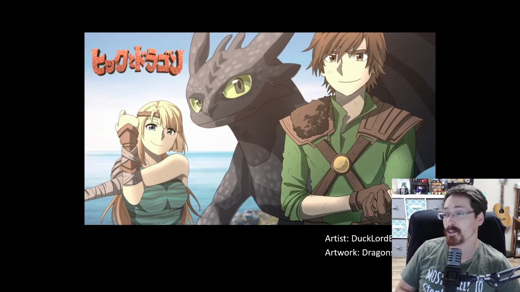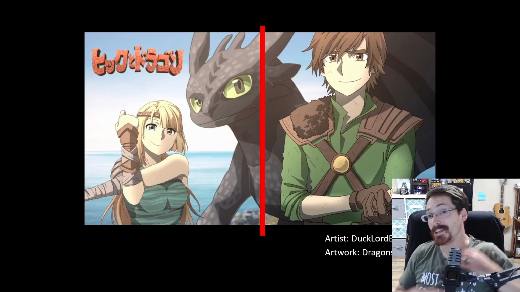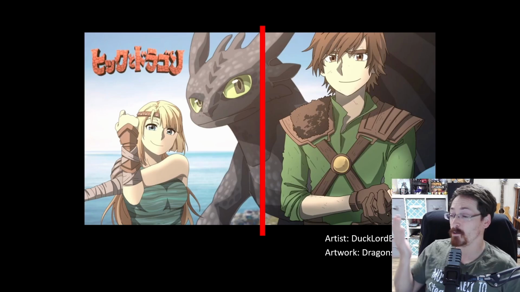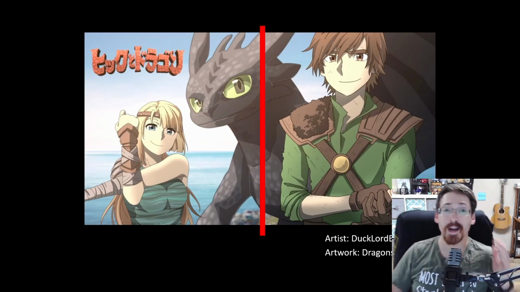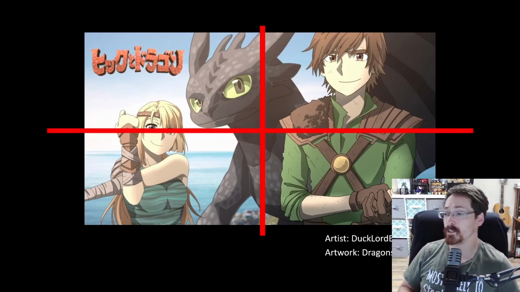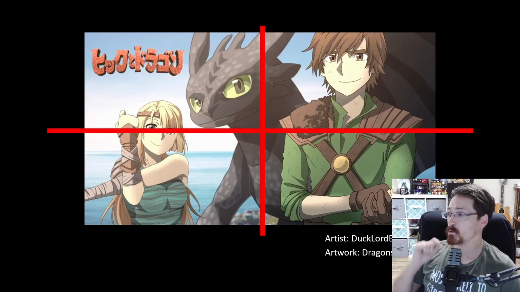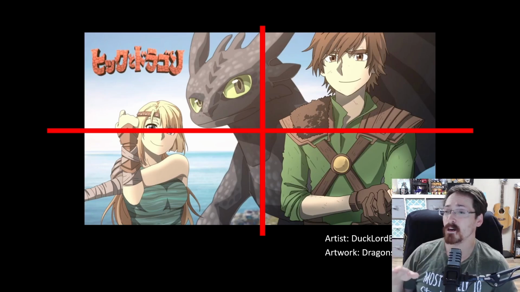This is an anime rendition of How to Train Your Dragon, and if you can imagine a line going down the center of the artwork, you can see that the left-hand side of the artwork, where you have Astrid and Toothless, is different than the right-hand side of the artwork where you have Hiccup. Now, even though Astrid only takes up a quarter of the artwork while Hiccup takes up half of the artwork, it is balanced out because above Astrid's head is the How to Train Your Dragon logo in Japanese.